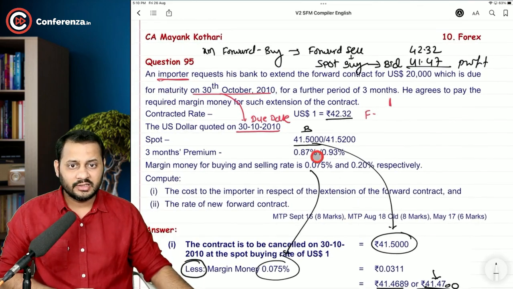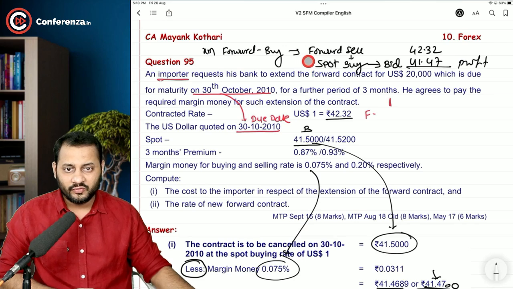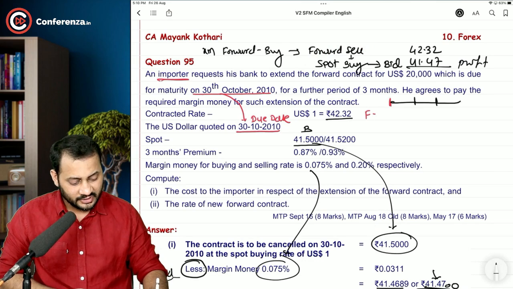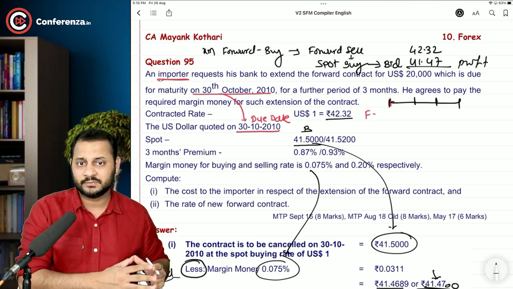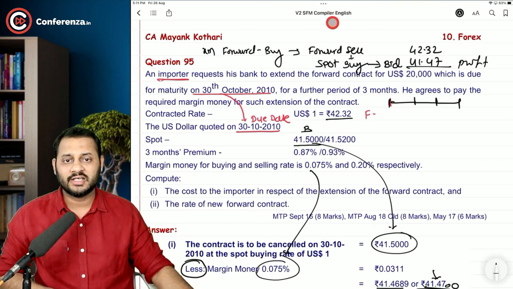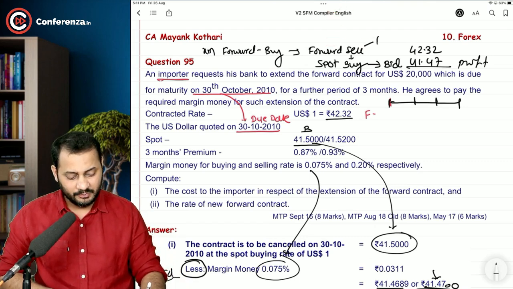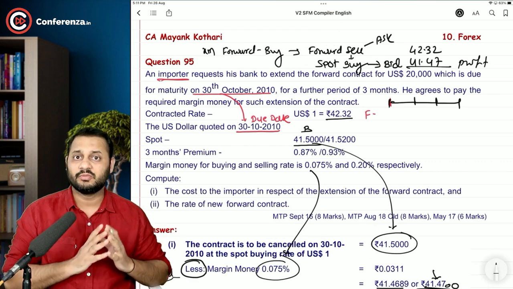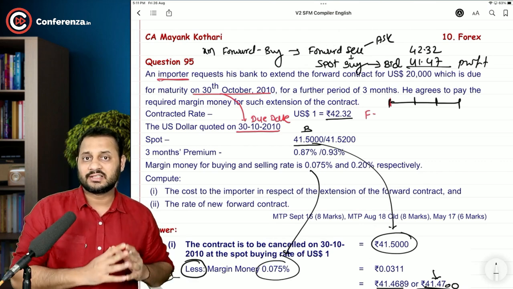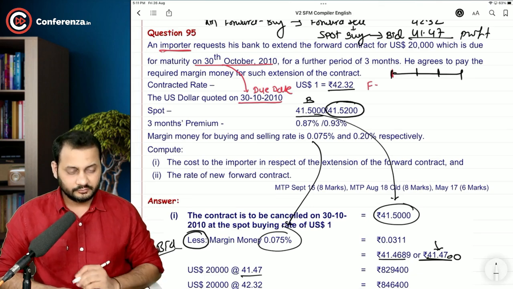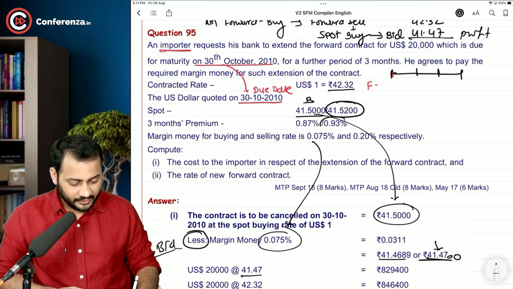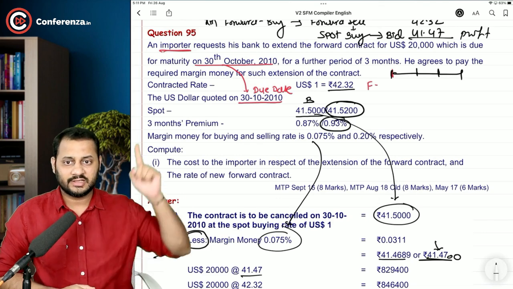So again the bank will enter into forward sell contract, that was the original contract, for the next 3 months, because from this date he is extending it for 3 months. So 3 months forward sell contract. Sell means for the bank it is ask rate. This is from the bank's angle. So ask rate. Okay, sell means ask rate, and this is the premium for forward, because that's the spot now.